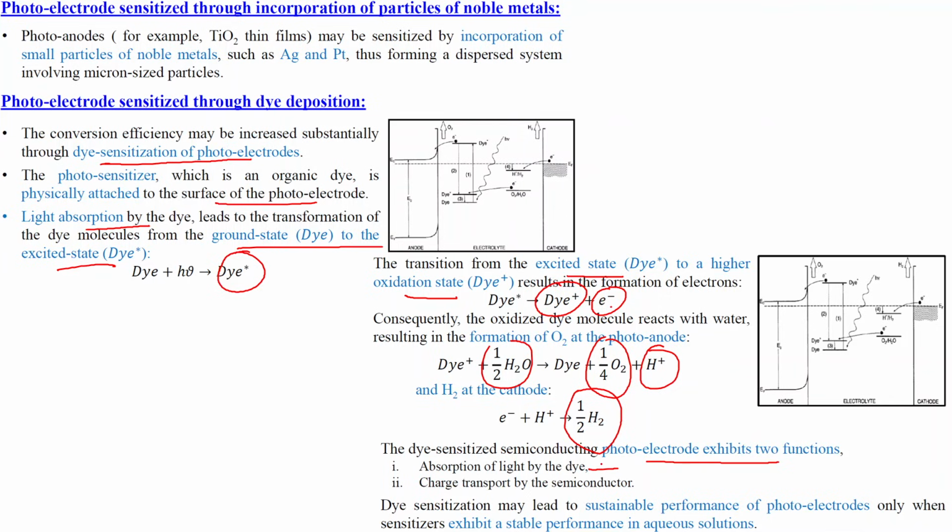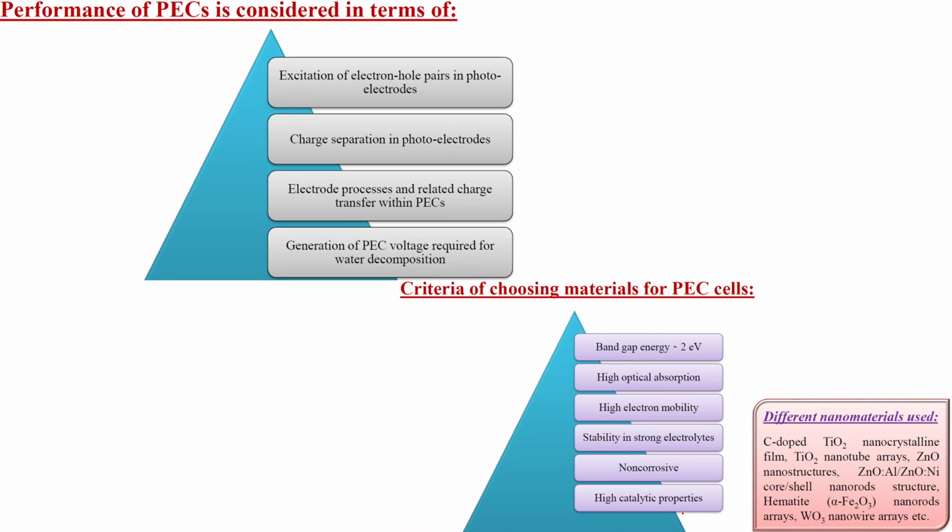Firstly, the absorption of light by the dye. The dye absorbs the light and releases an electron, and the charge is transferred by the semiconductor, where water splitting takes place. Okay. So dye sensitization will lead to sustainable performance of the photoelectrode only when sensitizers exhibit stable performance in aqueous solutions.